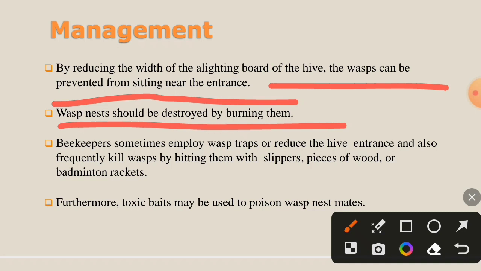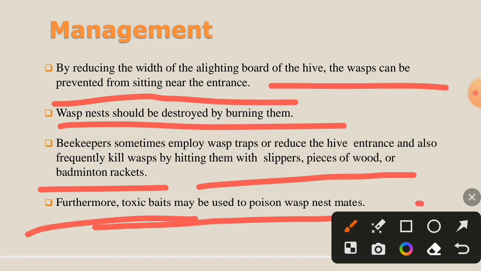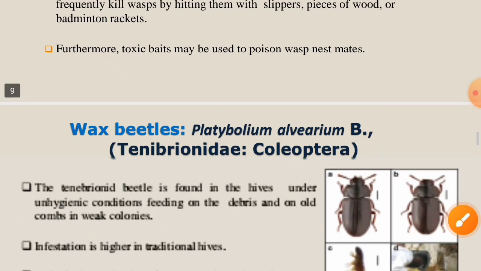Then beekeepers sometimes employ wasp traps or reduce the hive entrance, and also frequently kill wasps by hitting them with slippers, pieces of wood or badminton rackets. And furthermore, toxic baits can also be used to poison wasp nest mates. So we can use poison baits also to kill them.